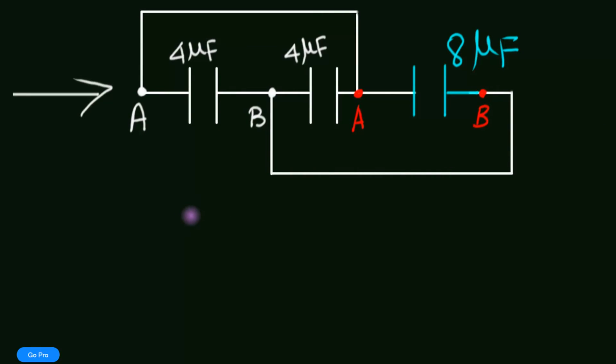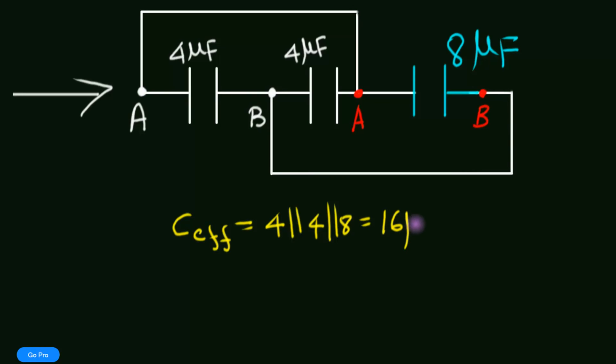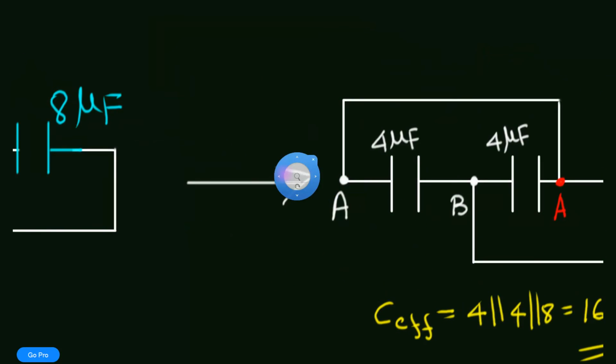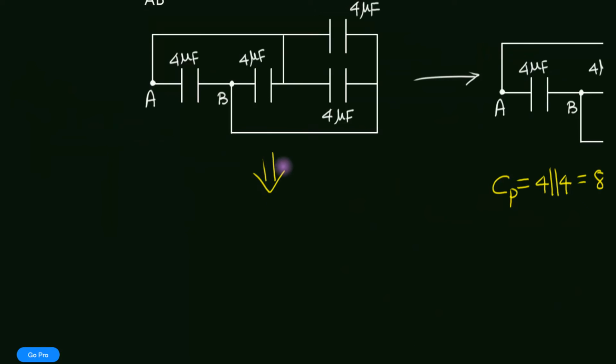So the total capacitance, the effective capacitance between A and B, is just going to be equal to 4 parallel 8. Well, that's going to be 12 plus 4. This is just 16 microfarad. And ta-da, there is our answer. That's it. 16 microfarad is the answer. Just 16 microfarad.